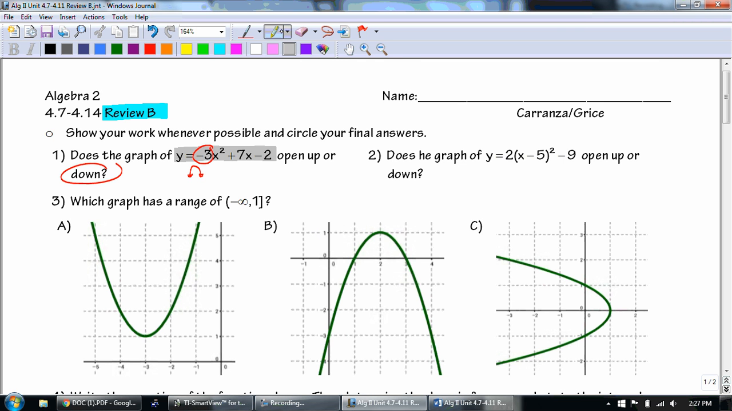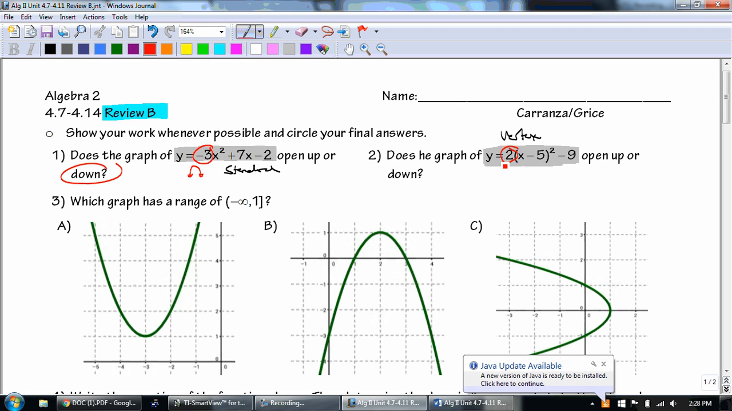Okay, so for number 2, we would do the same thing. We look at the equation. Our first one is in standard form. I don't know if you want to write that down or not. This is standard form, and this is vertex form. So once again, we look at the guy out front, and this time it's the a, and it's positive. So when it's positive, it would open up.